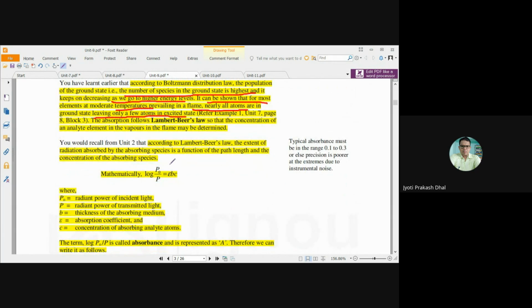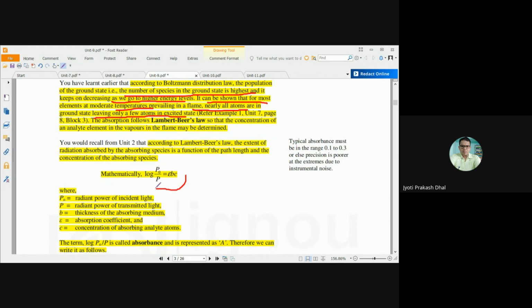Now, the absorption follows the Lambert-Beer's law, so that the concentration of the analyte element in the vapors in the flame may be determined. According to Lambert-Beer's law, the extent of the radiation absorbed by the observing species is a function of path length and the concentration of the observing species.